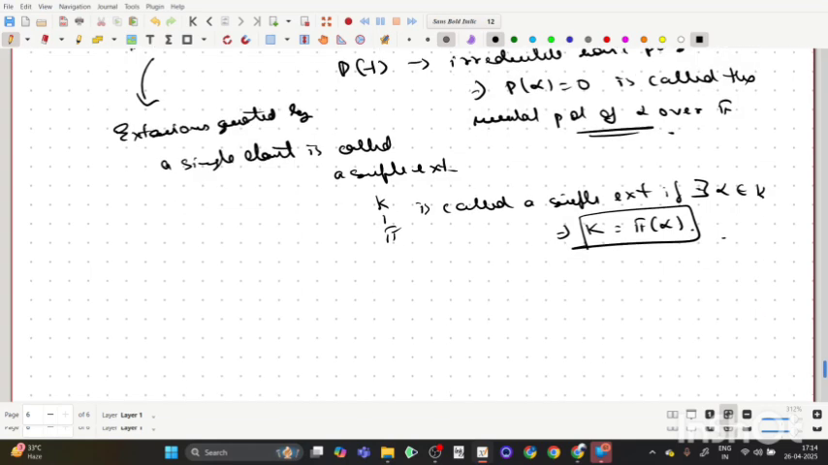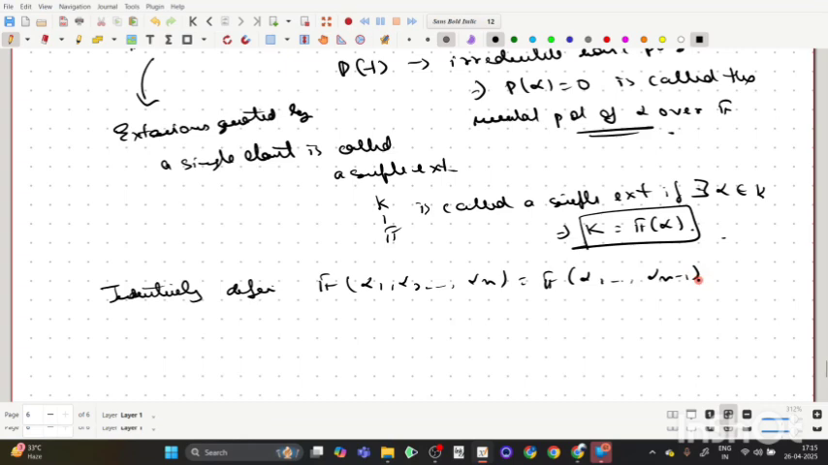Okay. Now once you have this definition in hand, then you can inductively define. I don't need to prove anything because you have already got every single structure of fields of this form. Inductively define F(alpha_1, alpha_2, till alpha_n) as F(alpha_1 till alpha_(n-1)) and generate it with alpha_n. Is it clear? Fine. Okay. We are going good, right? The first day we have already covered a lot of important things.